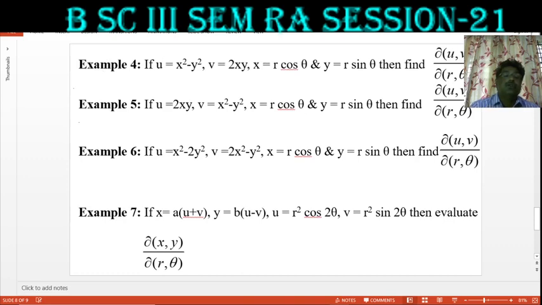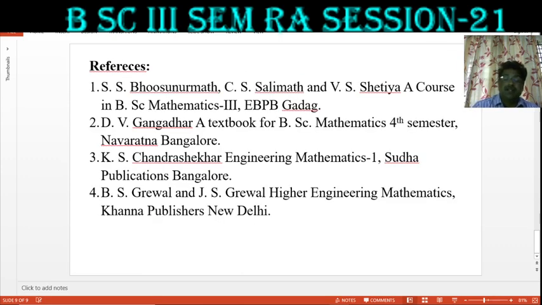Now try to solve these examples in a similar way to what we did in the last example. Now these are some references here.